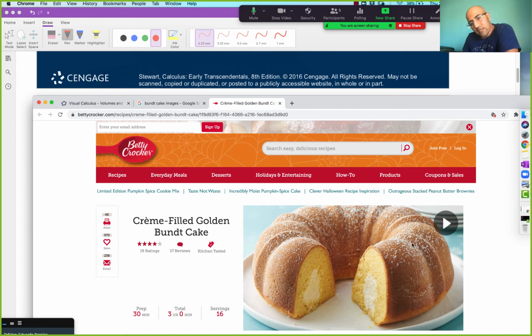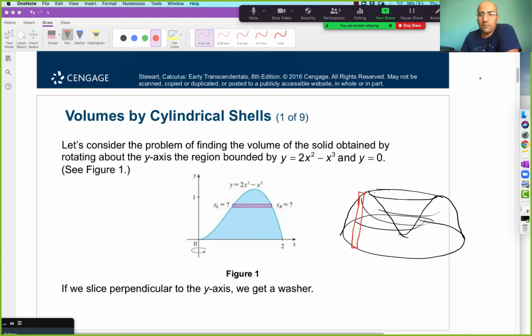Okay, now we can slice it this way, going along this way. And if you think about slicing it along this way, we would get a washer. Right, so let's get rid of this thing.